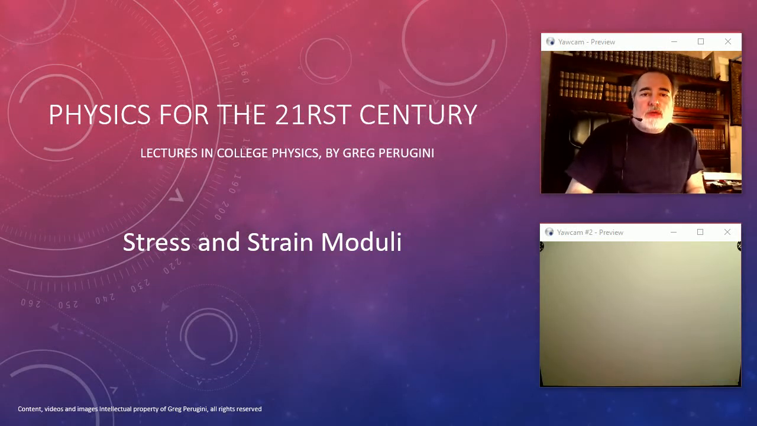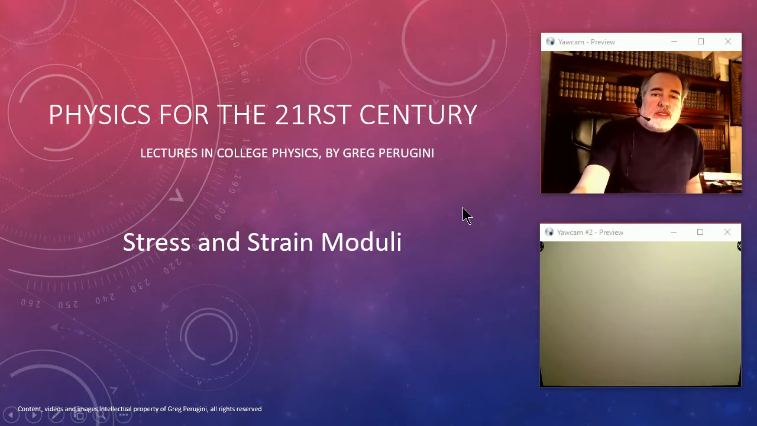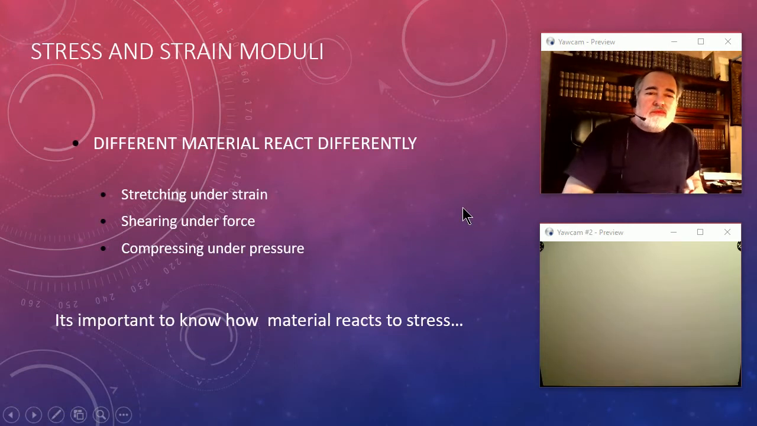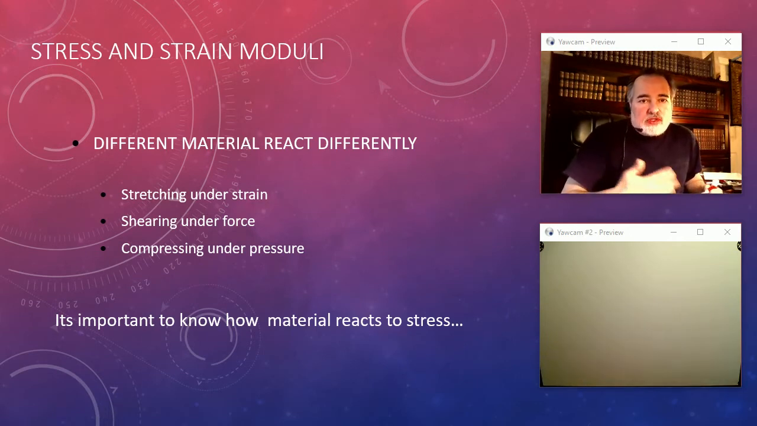Again, my name is Greg Perugini, and today's topic is stress and strain moduli. What we're going to be doing is talking about how materials are affected by certain stresses and strains in a given manner. All materials react differently to this.